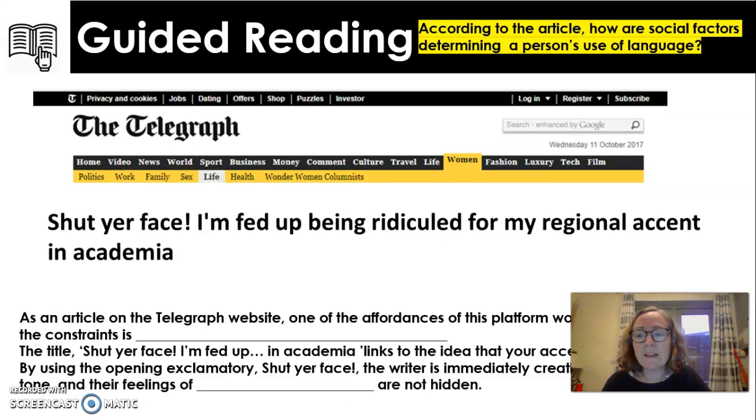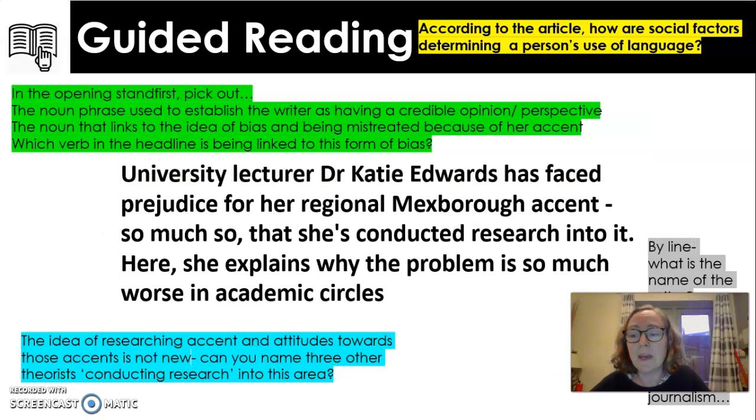Okay, so we looked at the headline, "Shut your face, I'm fed up being ridiculed for my regional accent in academia." And we looked at our stand first, which also included the byline, letting us know that this is the opinion of an incredible professional, Dr. Katie Edwards. She's an academic. She's achieved her doctorate. She's got credibility from a professional point of view.